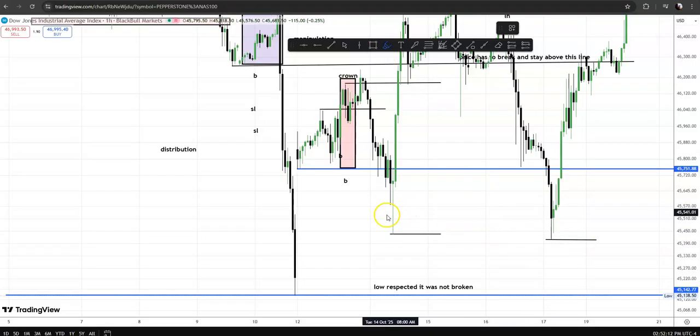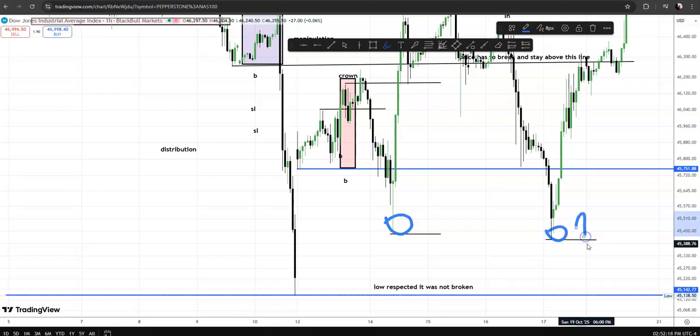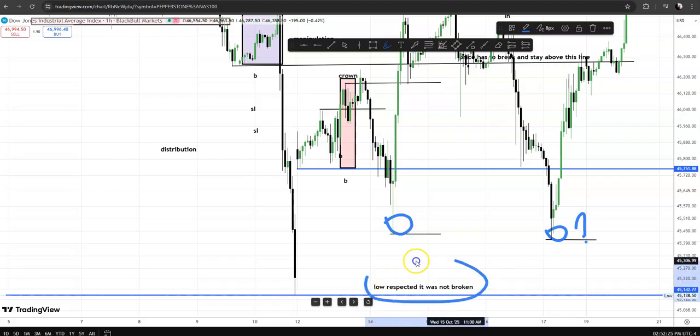Let me circle it. I know many persons might have disagreed with me. This right here is lower than here. So at this point, question mark. What's going on? Because this went lower. But you should pay attention. Low respected and was not broken. That was the first biggest thing.